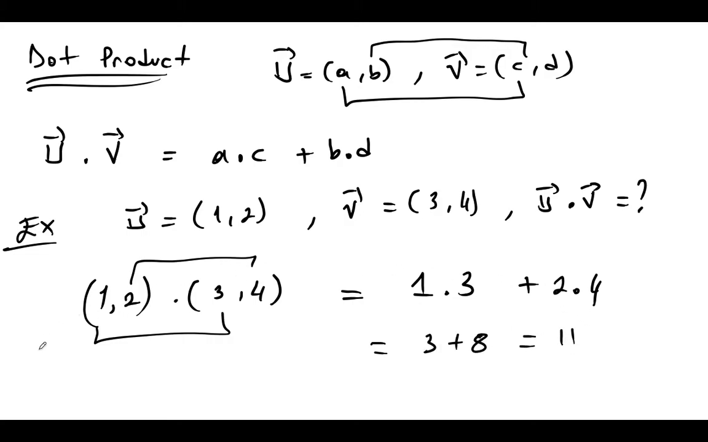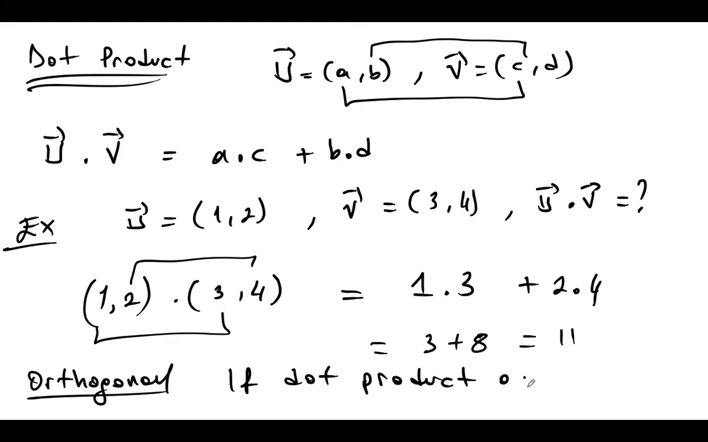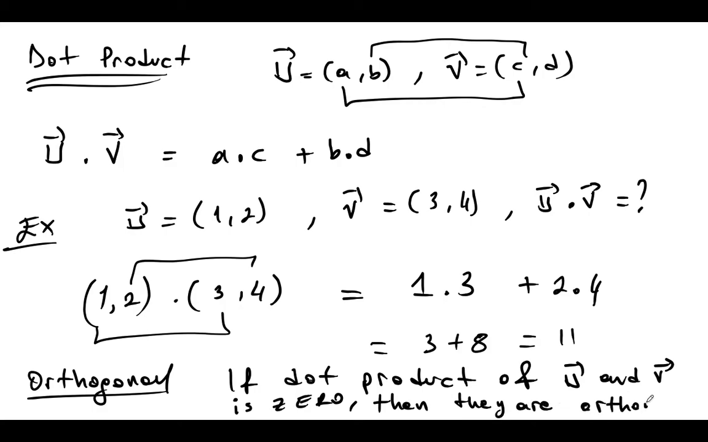So there is something we call orthogonal vectors. Two vectors are perpendicular to each other. Orthogonal, what does it mean? If the dot product of u and v vectors is 0, then they are orthogonal. Orthogonal means the angle between them is 90 degrees.